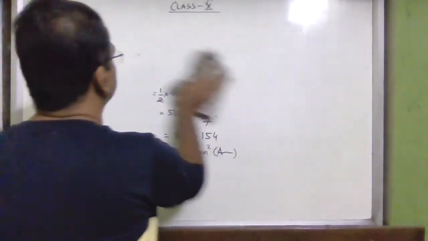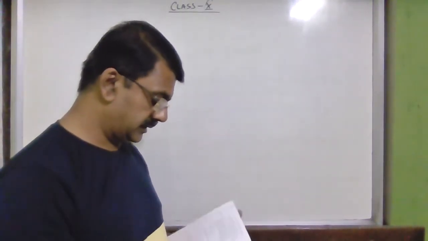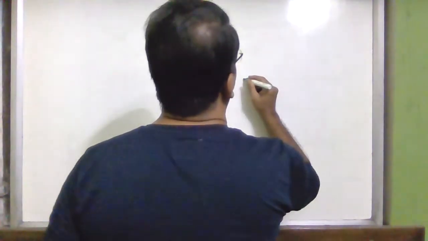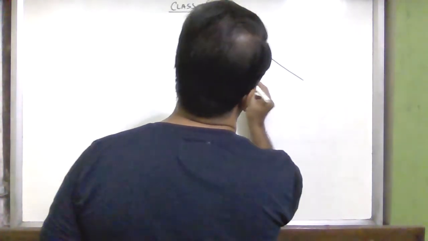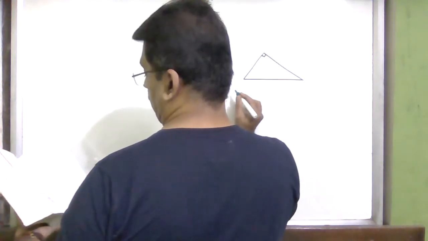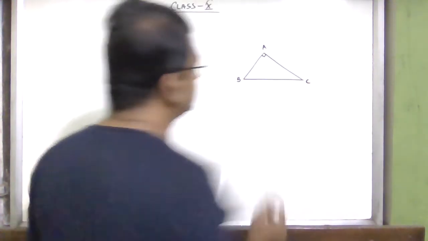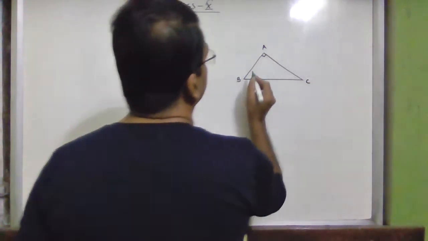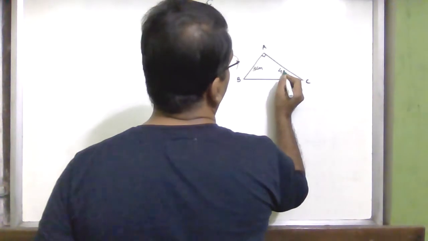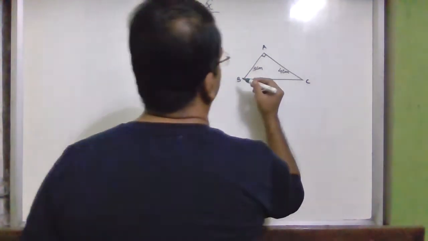Now the next question. The next question says that there is a right angle triangle ABC. ABC is a right angle triangle with AB 3 centimeter and AC 4 centimeter. Now, taking BC as the diameter, a semicircle is drawn like this.